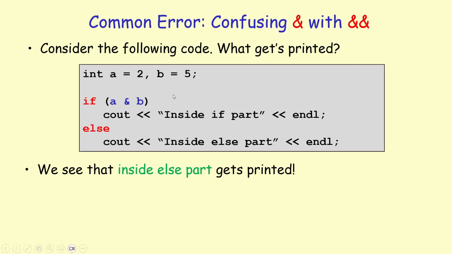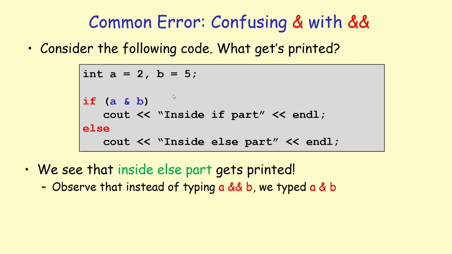And the reason is, when you look at the program a little bit carefully, you would see that instead of typing a double ampersand b, which is the logical AND operator, the programmer typed a single ampersand b, which is the bitwise AND operator. So bitwise AND is very similar in appearance to the logical AND, but it works differently.